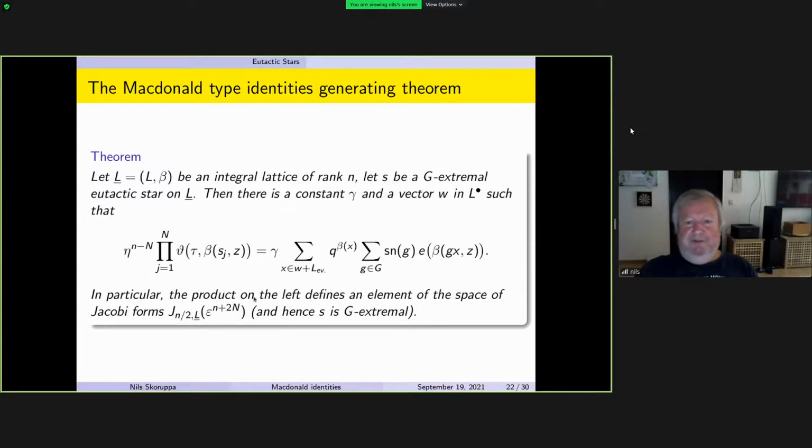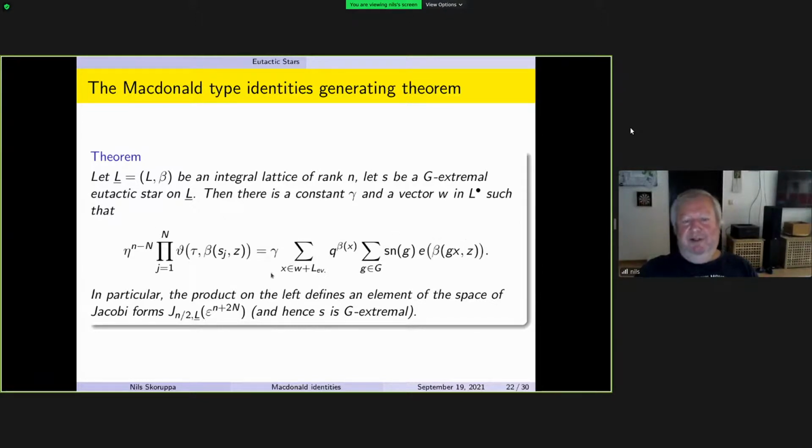We have here some extremal eutactic star. So that means G extremal implies extremal. So the G has to go here. Sorry that I just messed up.